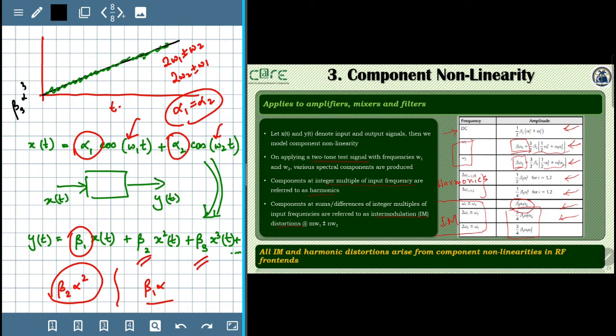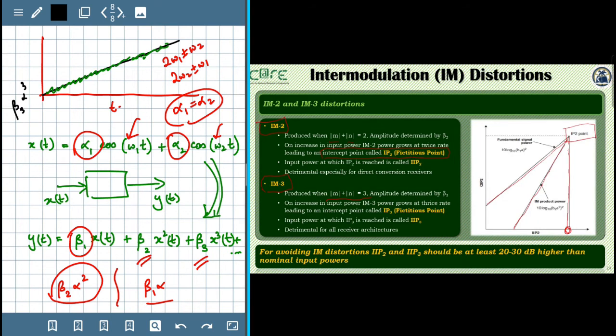On a dB scale, that would mean that even though beta 3 is a small number, the rate at which the third order intermodulation grows will be thrice as fast as the rate of growth for the desired power. And that is what again leads to an intercept point. This would be a similar graph which will have an intercept point 3, the intercept point between the fundamental signal power and the third order intermodulation distortion. The intercept point is referred to as IP3.